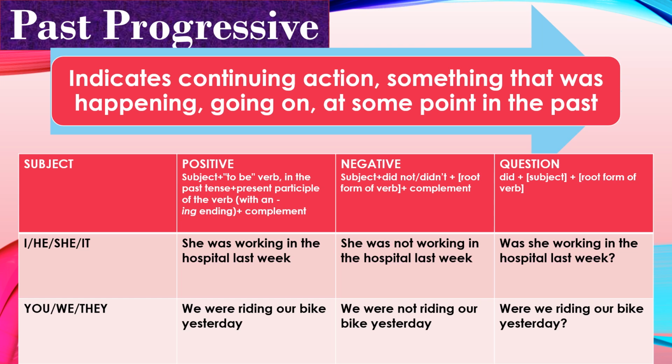The past progressive. The past progressive tense indicates continued action, something that was happening, going on at some point in the past. The past progressive puts emphasis on the course of an action in the past. How do we form the past progressive? This tense is formed with the helping to be verb in the past tense, plus the present participle of the verb with an ing ending, plus complement.